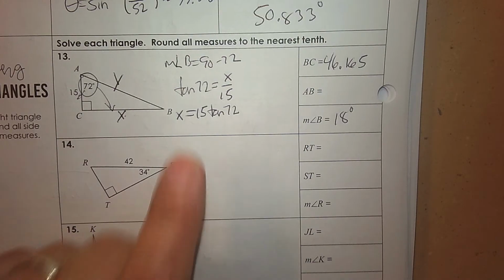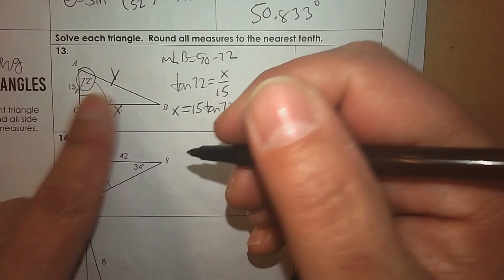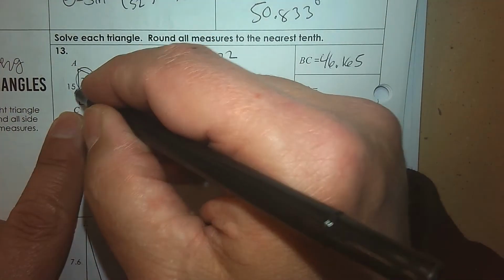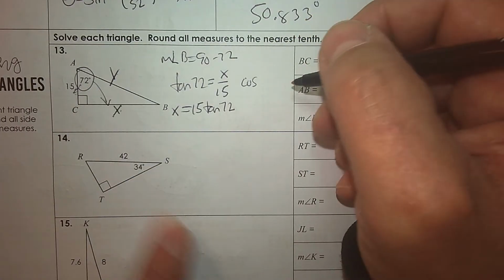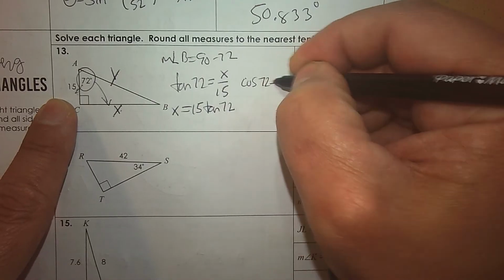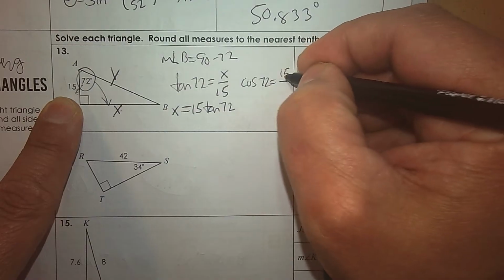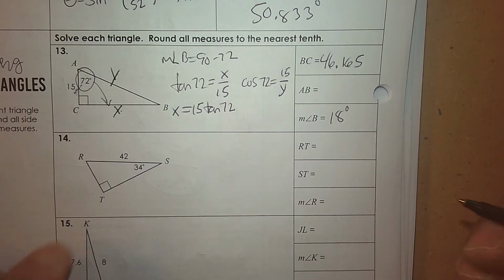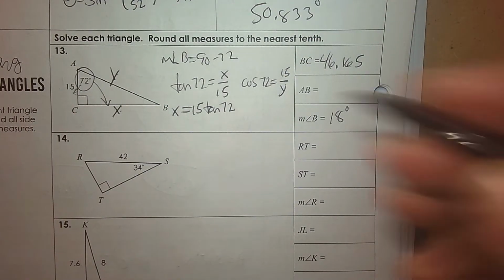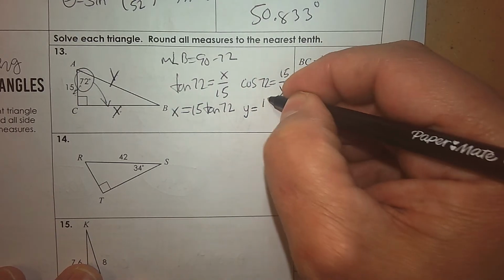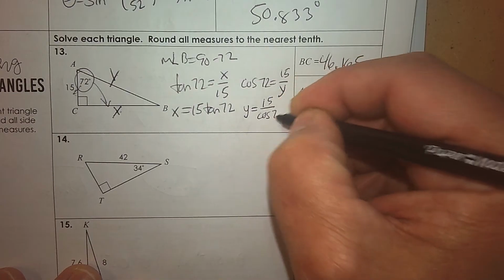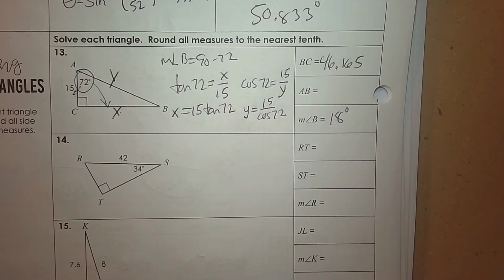Okay, so I want to solve for y. This time, it is adjacent and hypotenuse, which means which trig ratio do I need for y? Cosine. Adjacent is 15, and the hypotenuse is y. How do I get y by itself in one step? You multiply and then you divide. So it's 15 divided by cosine 72.